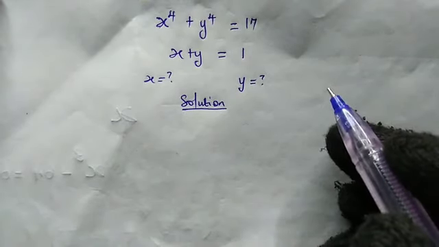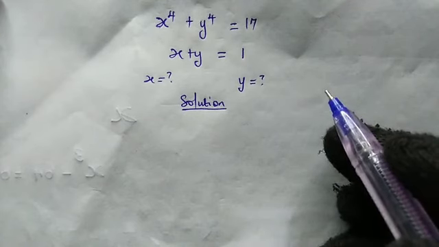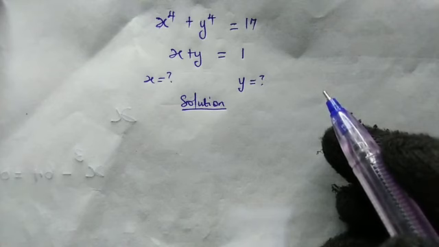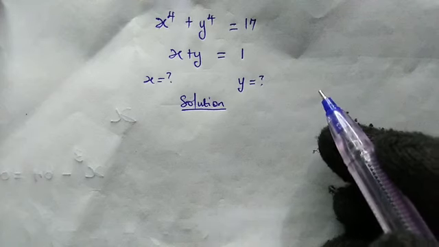Today we have a Germany Math Olympiad problem. x to the power of 4 plus y to the power of 4 is equal to 17, and x plus y is equal to 1. Here we're going to solve for x and y values.